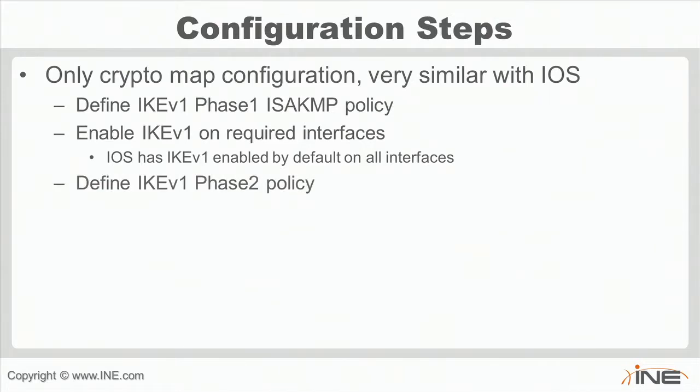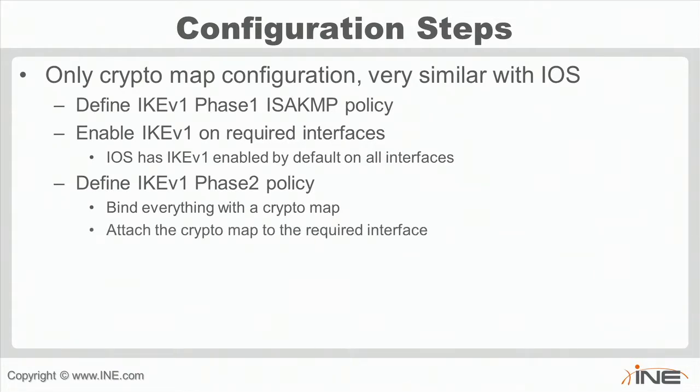Then we specify what is our phase 2 policy. So basically what is going to be the who, what, and the how of the tunnel. So in the crypto map we define who is the peer, what would be the traffic that's going in there, that's going to be the proxy ACL, and then how would be the transform set. So how are we actually going to encrypt the traffic? Then like in IOS, we bind the crypto map to the interface.